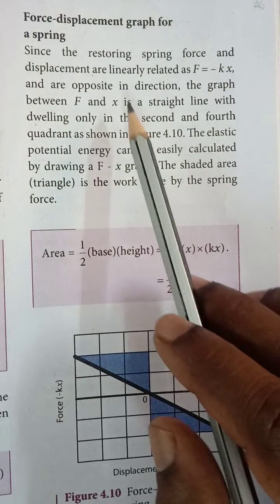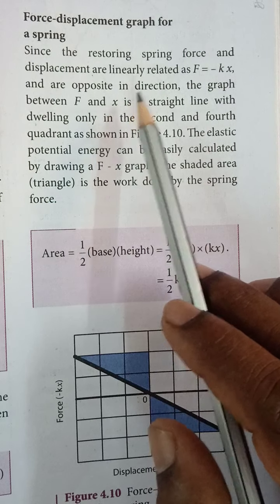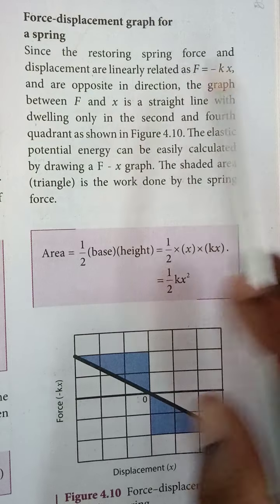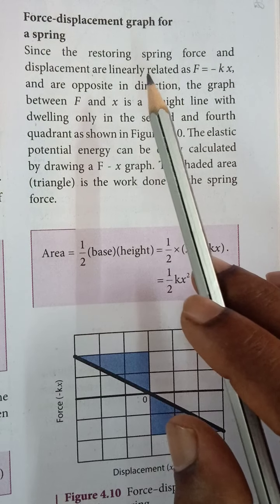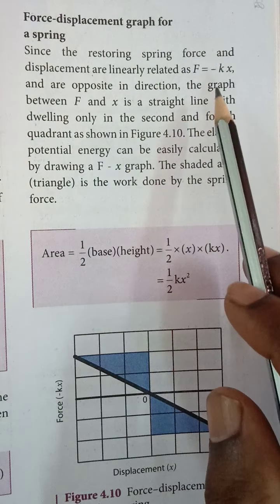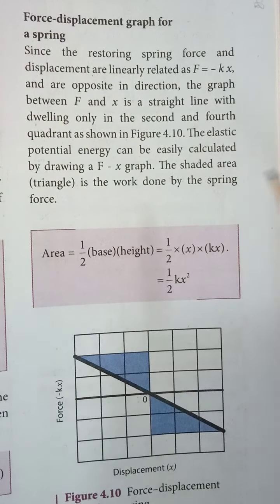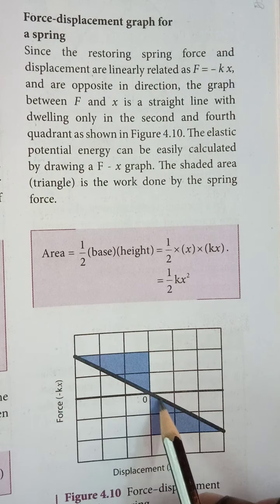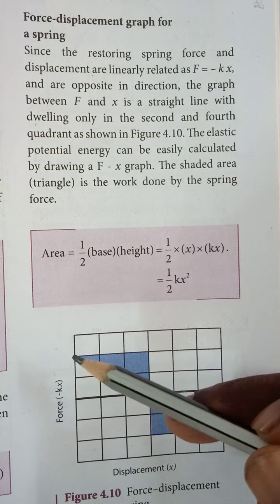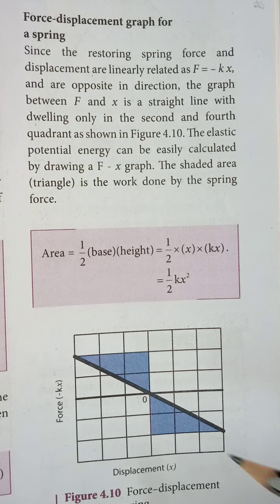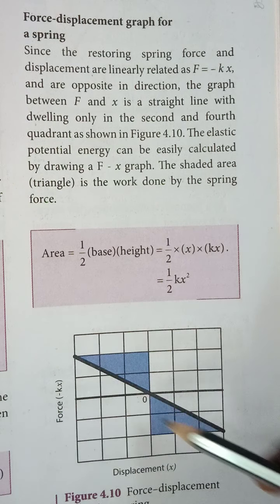Both are in opposite directions, because the force acting in one direction means the spring acts in the other direction, which is the opposite direction, so we put a minus here. In the graph we get a straight line between x and F. As x increases, the force decreases, so we get the negative sign. If x decreases, the force increases. Clear? So the graph between F and x becomes a straight line.